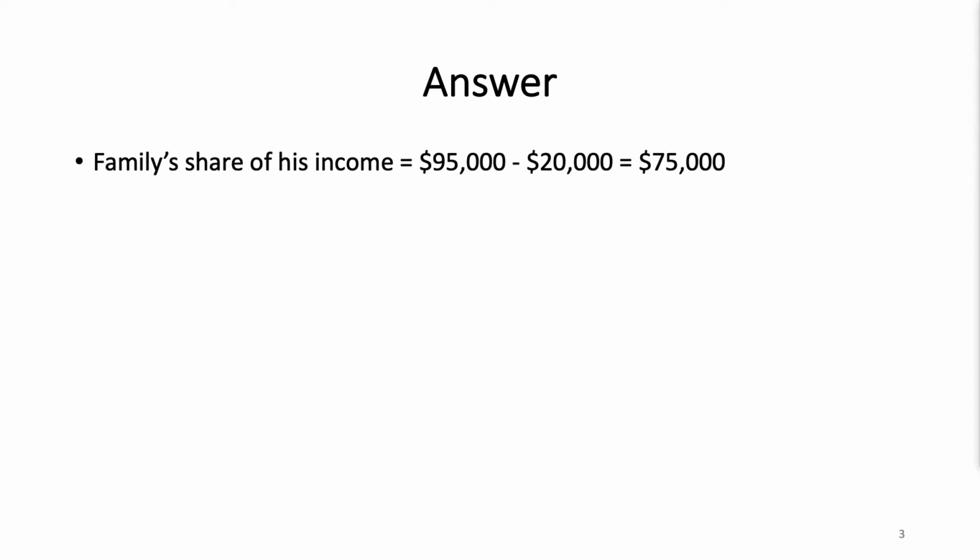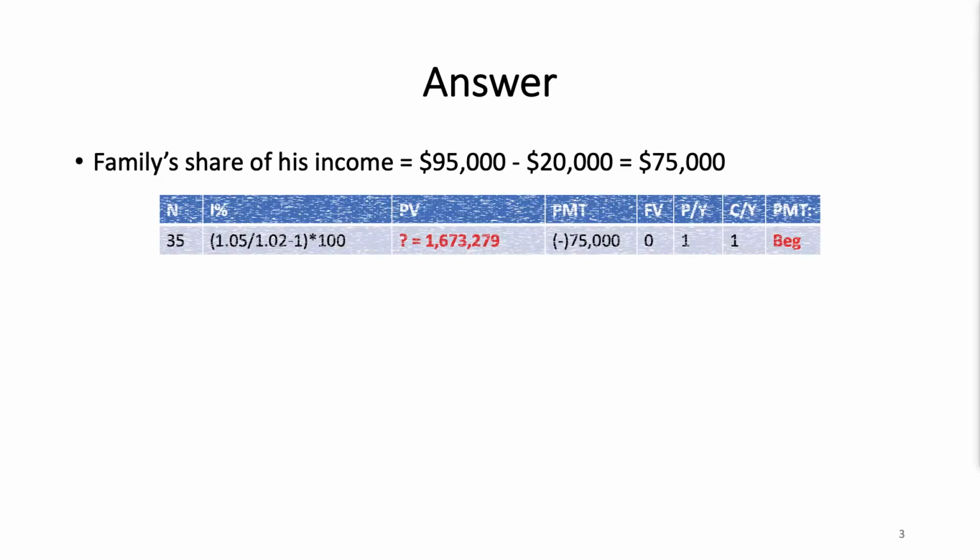The answer: his family's share of income is $75,000. It's his salary minus his self-maintenance cost, his clothing costs and food costs and so on. So it's $75,000. And here's the math. N is 35. He has 35 years to go in his working career. It's 1 plus the investment yield. His wife will deposit the proceeds of the life insurance at 5%, so we're going to use 1 plus 0.05.